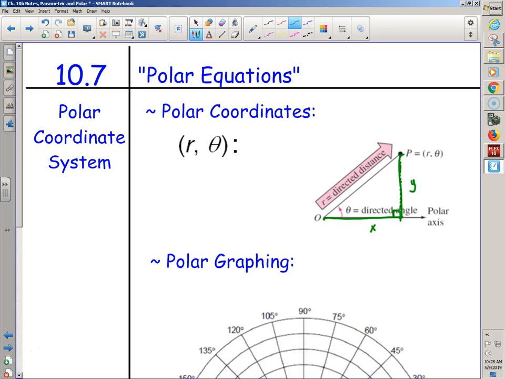Section 10.7. What is what equal to? That's a colon. The colon is for me to talk about who this is. Oh, way up here. P equals R comma theta. This is theta, the directed angle. This is 0, which they call the pole. This is the polar axis.